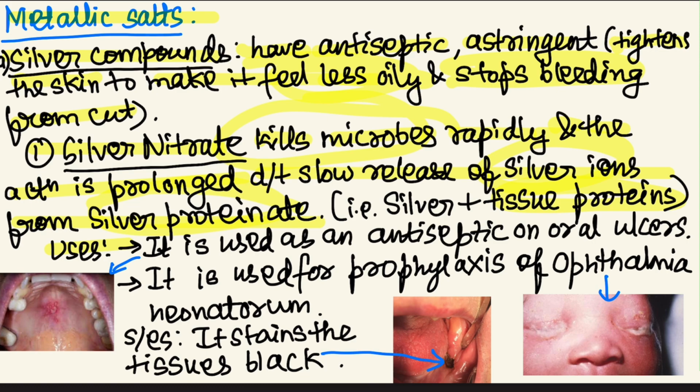The uses of silver nitrate include that it is used as an antiseptic in case of oral ulcer. It is used for the prophylaxis of ophthalmia neonatorum, an eye condition seen in neonates. And the side effect is that it stains the tissues black. As you can see in this image, it stains the tissue black.